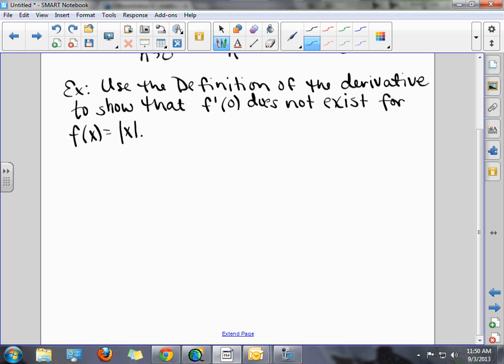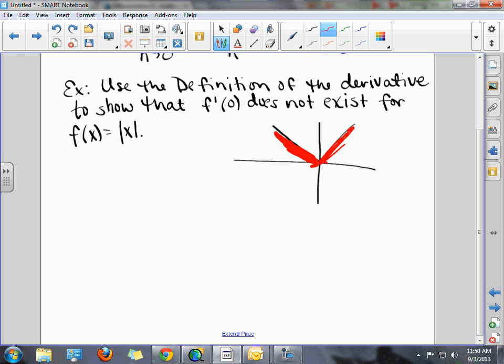So let's see if we can use the definition of the derivative to show that f prime of 0 doesn't exist for the absolute value of x. If we look at a picture, absolute value looks like this. If you look at the slope of the tangent lines as you approach 0, they're radically different slopes. Pictorially you can see that the slope of the tangent lines on this side are all going to be negative. Slope of the tangent lines on this side are all going to be positive. And at 0, there's no smooth point where they approach each other. It's just a sharp point.